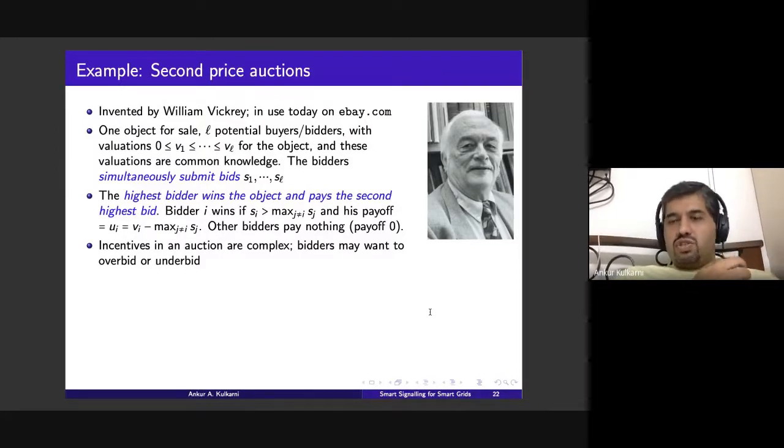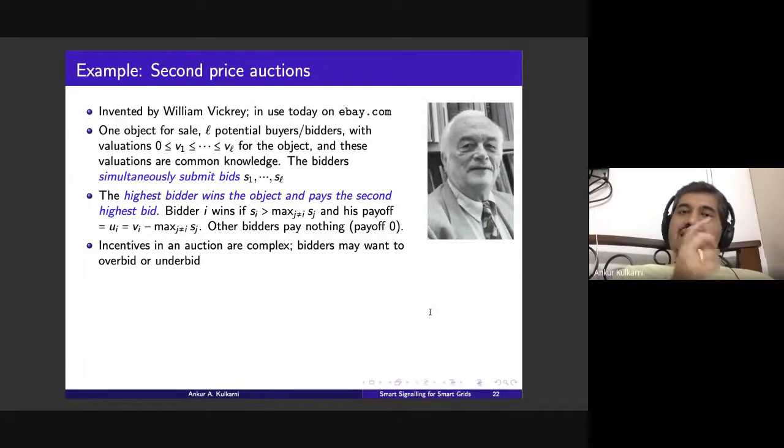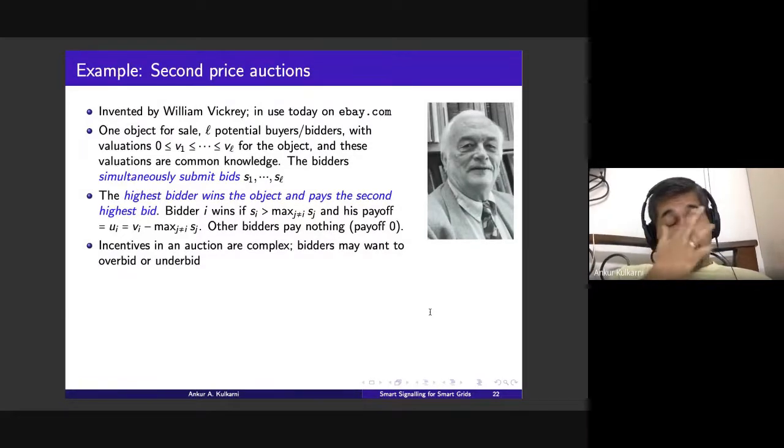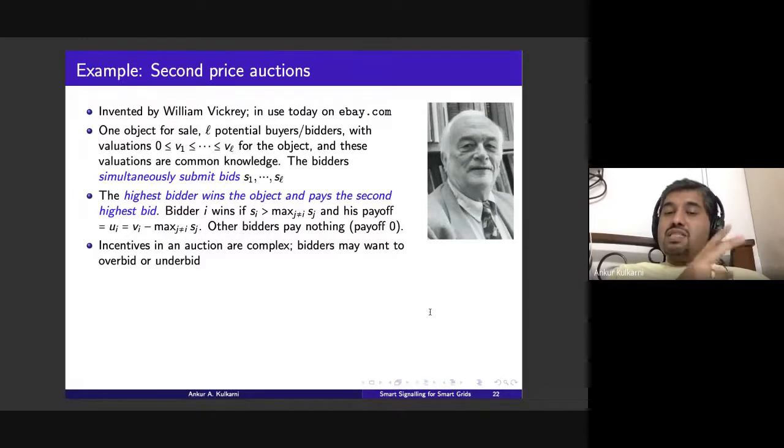So the first price auction is where everyone just bids their price and the highest bidder gets it and pays the highest price. He actually shows that the first price auction has a problem, and he proposed a remedy to it, what is called the second price auction. In a second price auction, the highest bidder wins the object, but pays the price of the second highest bid. Okay, so what he pays is the second highest bid.